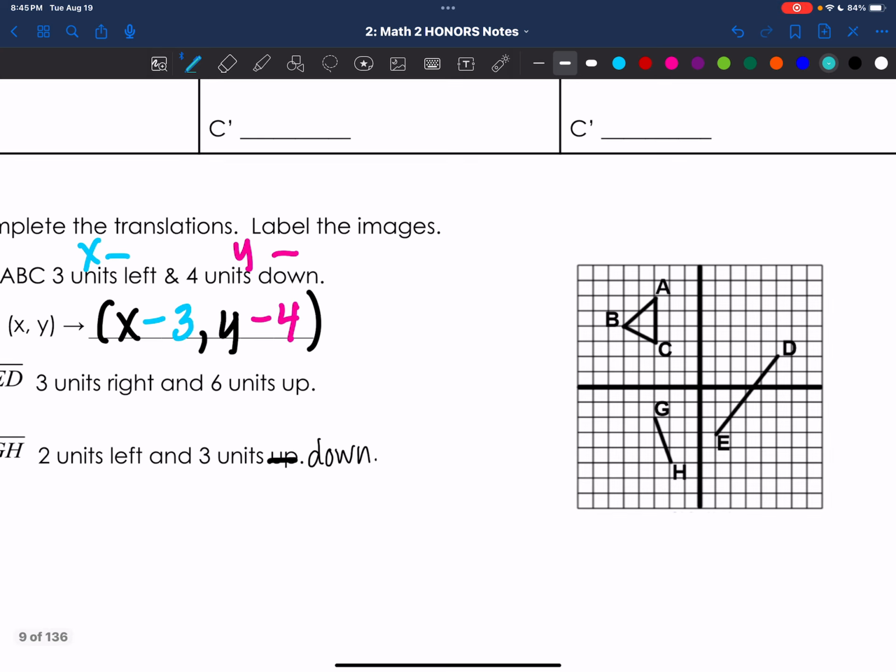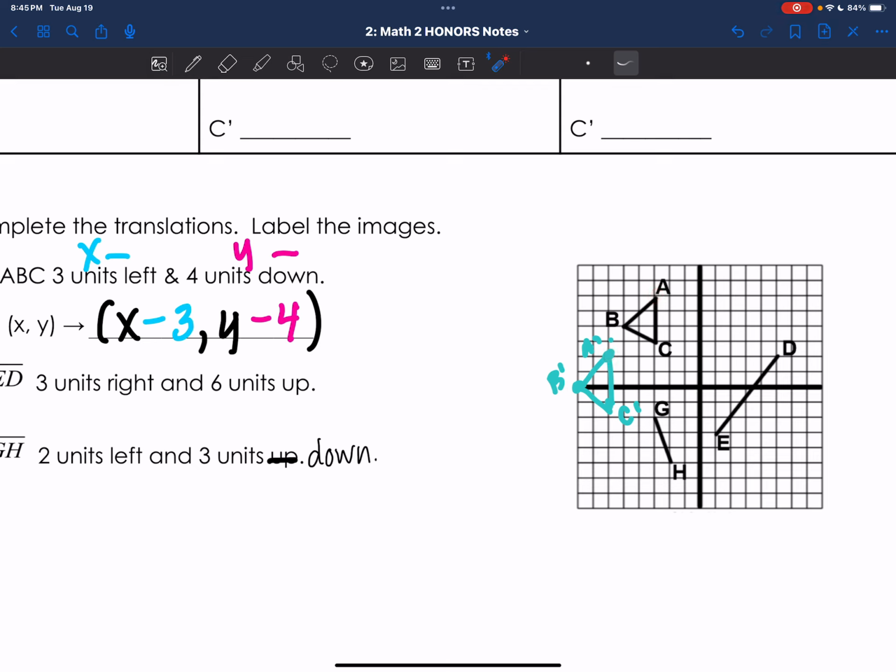Okay, here we go. So anyways, let's try this again. So we're going to go left 3, 1, 2, 3, down 4. There we go, A prime. Okay, B, we're going to go left 3, down 4. B prime. And then C, going to go left 3, down 4, for C prime. There we go. All right, so notice, now that I fixed my mistake, the orientation is still the same.